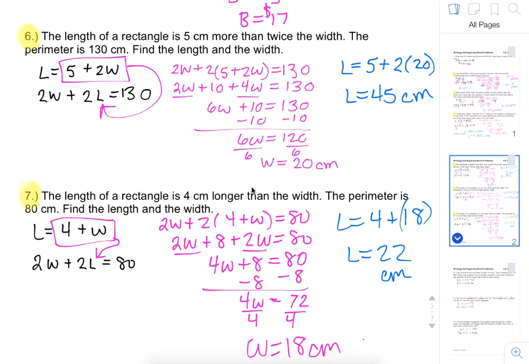Okay? That is the end of the substitution notes. You should be able to do only the substitution problems on your homework. So anything in the practice that is set up with an L equals or D equals or A equals, anything like that is substitution. Okay, those are the problems that you should be working on. When you're ready for the second half of the notes, go to the elimination one.